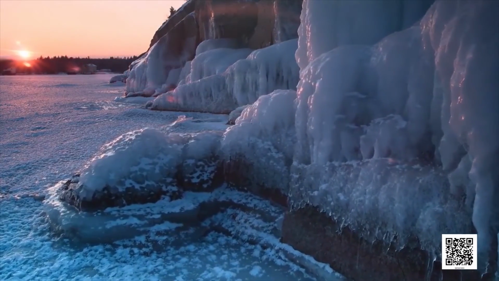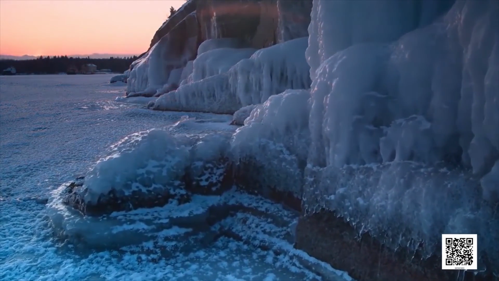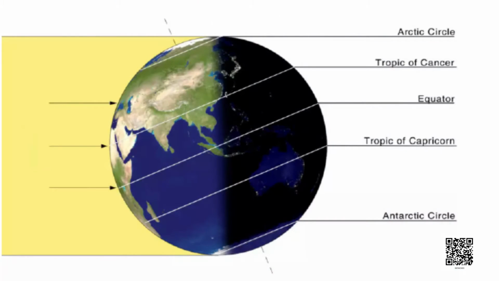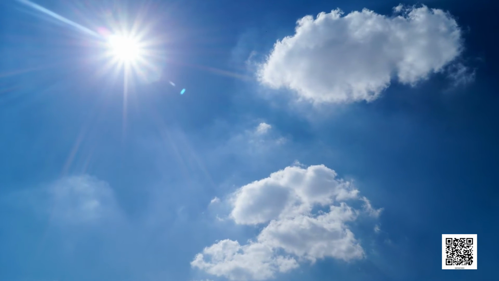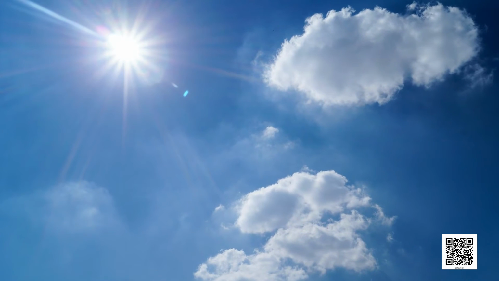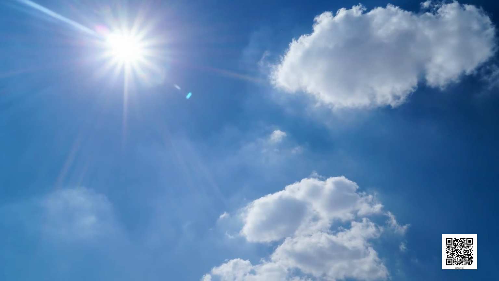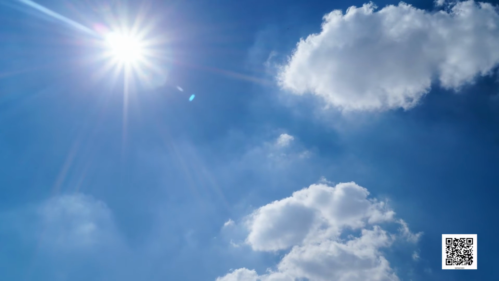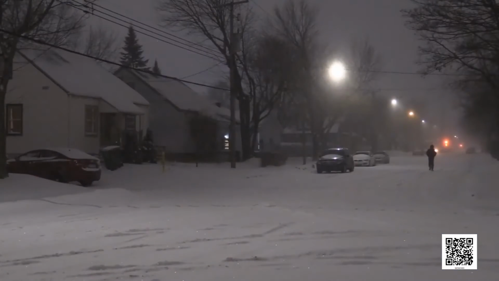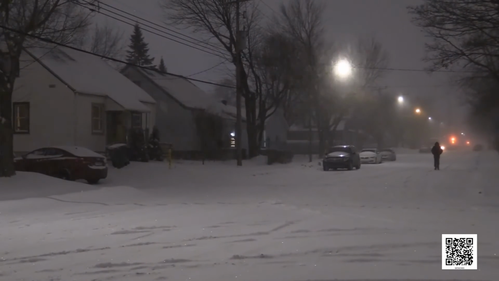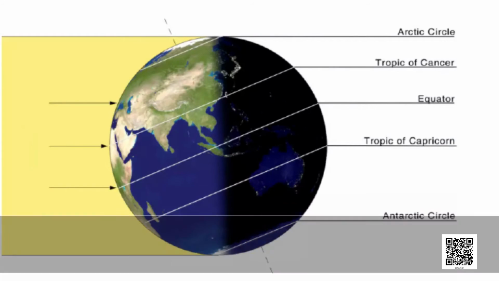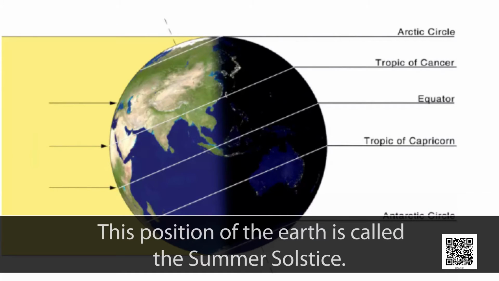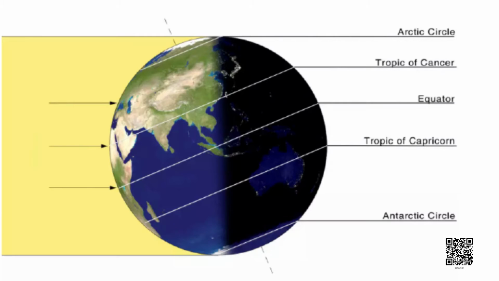Since a large portion of the northern hemisphere is getting light from the Sun, it is summer in the regions north of the equator. The longest day and the shortest night at these places occur on 21st June. At this time in the southern hemisphere, all these conditions are reversed. It is winter season there. The nights are longer than the days. This position of the Earth is called the summer solstice.